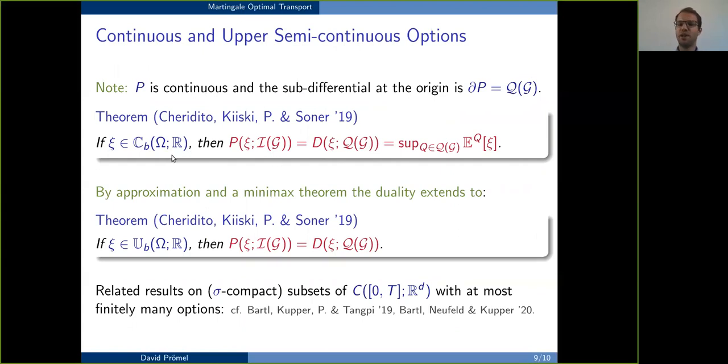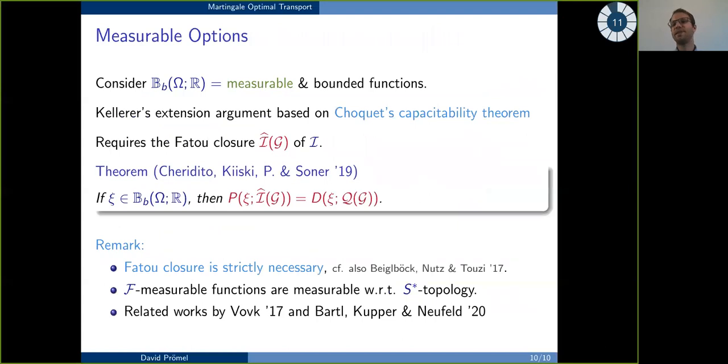And then by an approximation argument and the minimax theorem, one can extend this duality even to upper semi-continuous options as well. All right, so now what we have seen in the classical framework is that the duality holds for measurable options as well. So how can we extend this to measurable options? Well, since we are here in a basically capacity world, we need to rely on Choquet's capacity theory.